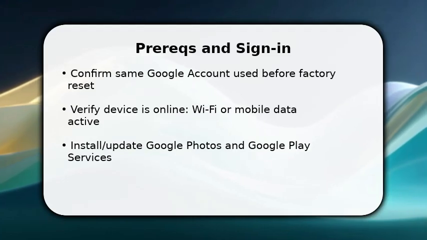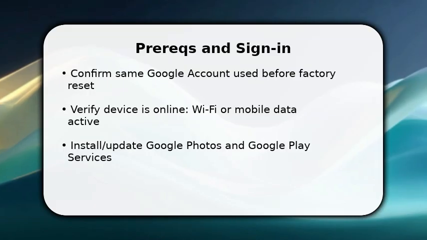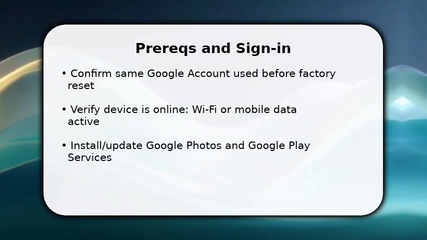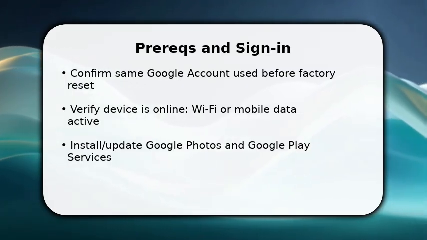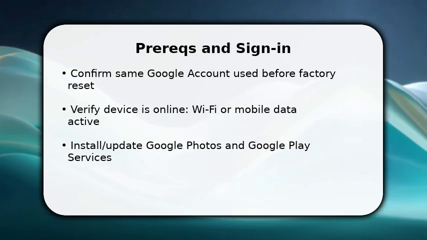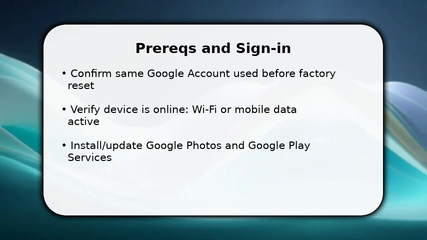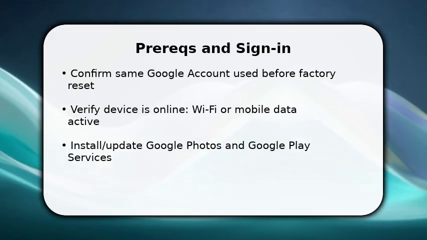Enjoy the video. You start by confirming the original Google account. This is critical because locked folders tie to that account. Once signed in, make sure your device has stable Wi-Fi or mobile data. Slow connections stall restores. Install or update Google Photos and Google Play services to the latest versions so the app can access backup metadata. If you change devices, add the account and wait for initial syncing.